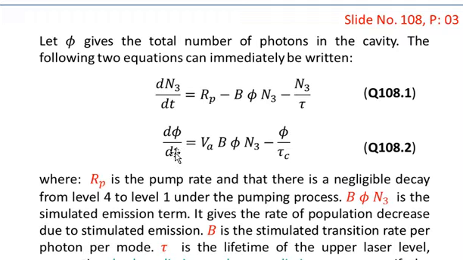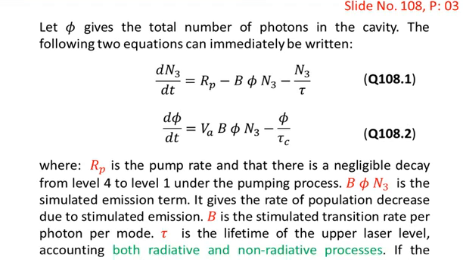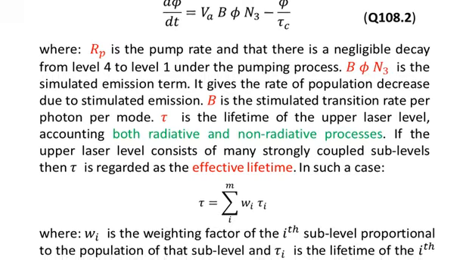And the next equation is d phi over dt, which is equal to, on the right hand side, Va times B times phi times N3, minus phi over tau C. So we are explaining these two equations in detail in the next few paragraphs, where Rp is the pump rate and there is a negligible decay from level number 4 to level number 1 under the pumping process.